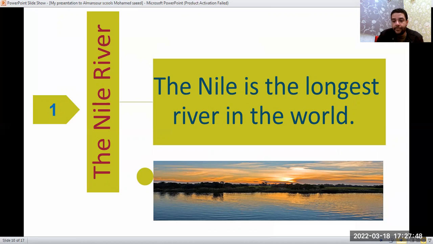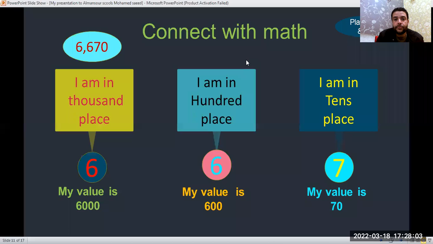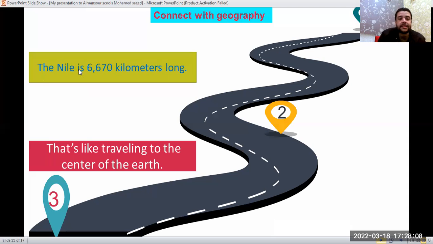Let's go to another piece of information. This lesson is about social studies, so we will talk about how it connects with geography. The Nile is 6,670 kilometers long. That's like traveling to the center of the earth.